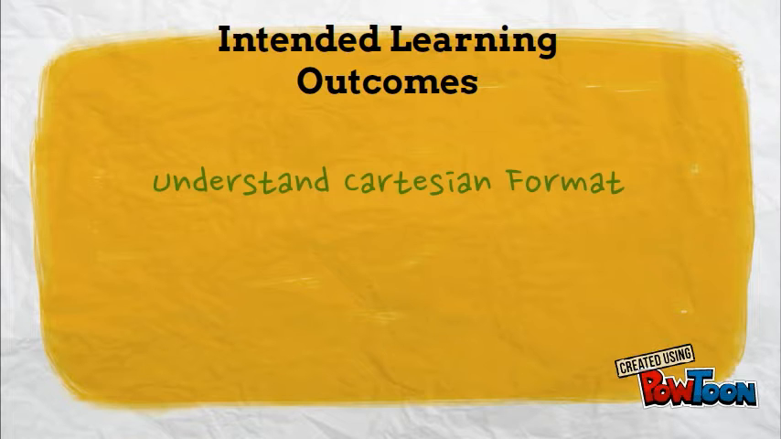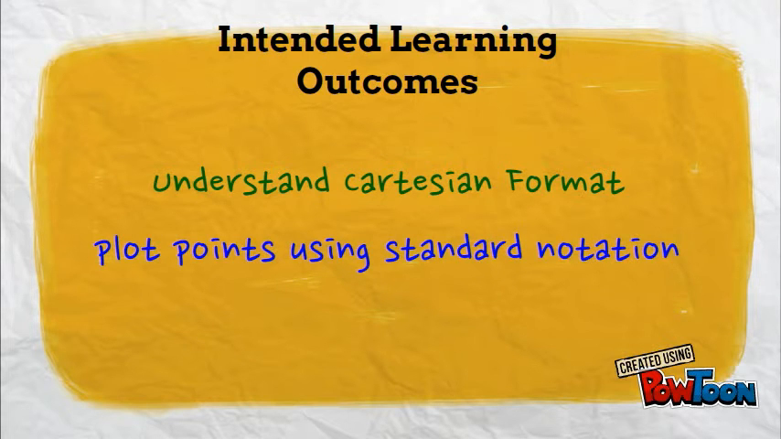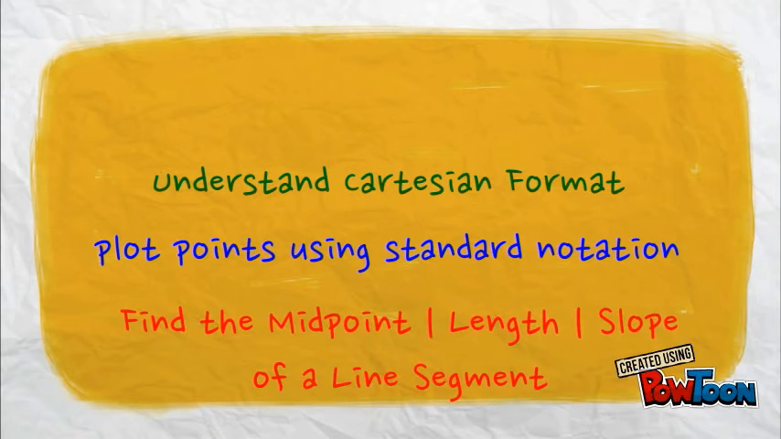Today's intended learning outcomes are an introduction and an understanding of Cartesian format in coordinate geometry. Also, to be able to plot points on a graph using standard procedure and notation, and to be able to find the midpoint, length, and slope of a line segment.